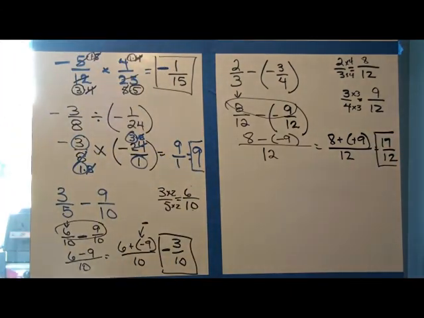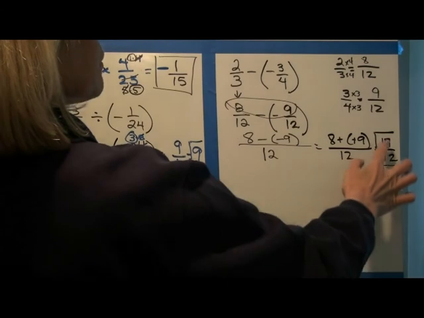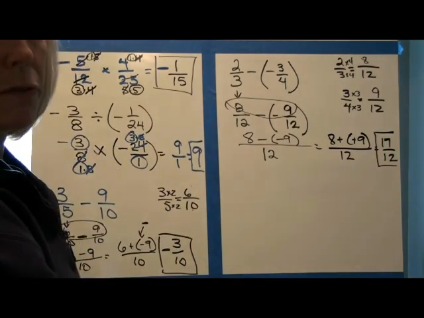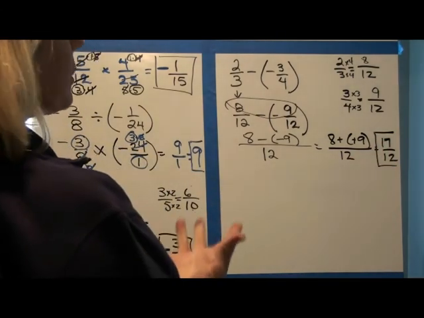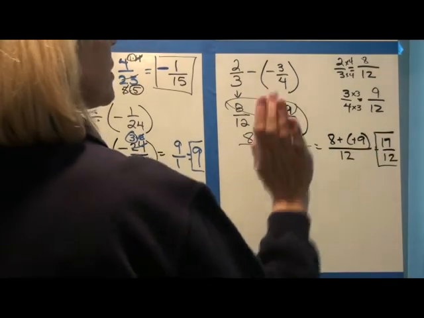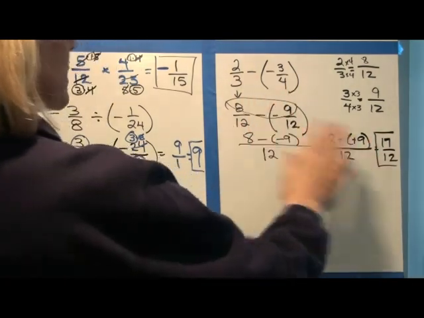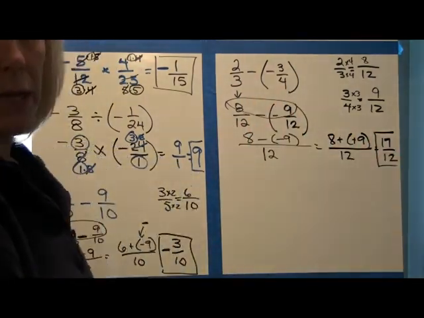Since we didn't start with mixed numbers, we don't really need to change that to a mixed number. If you were to change it, 12 goes in there one time with 5 left over, so 1 and 5/12, but there's no reason to. This is reduced and it's fine. You didn't start with mixed numbers. You don't necessarily have to end with mixed numbers.